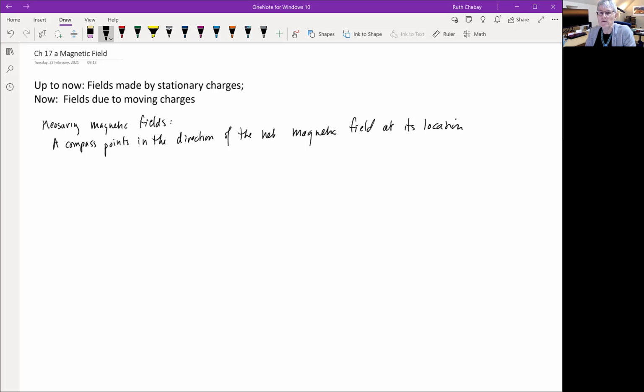And what we're going to do in lab this week is some experiments with using compasses to measure magnetic fields and looking at the magnetic fields made by moving charges. Since it's difficult to have one moving charge, we're going to use wires in circuits to make a whole lot of electrons move at the same time, and in the same direction. And then we're going to be using compasses to detect and determine the magnitude and direction of those magnetic fields.